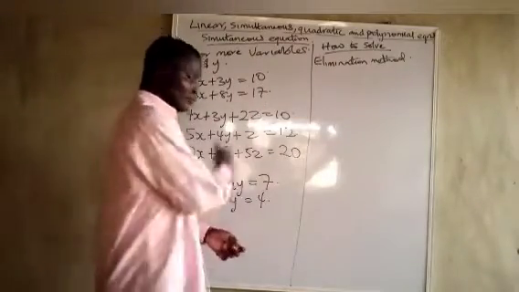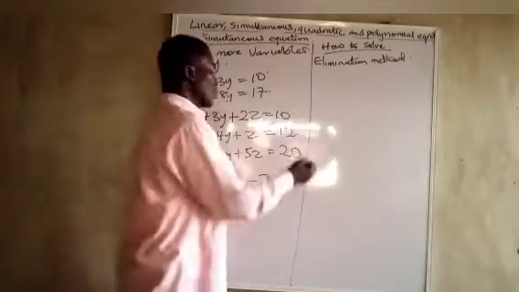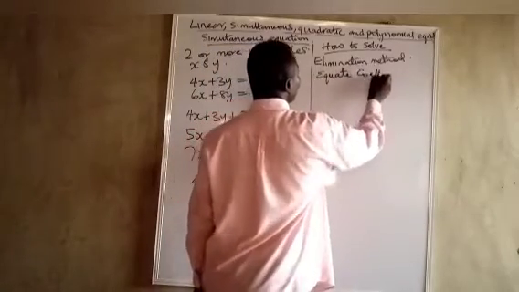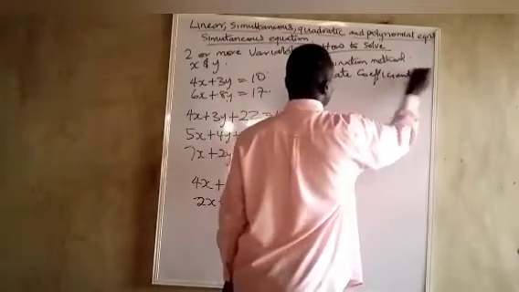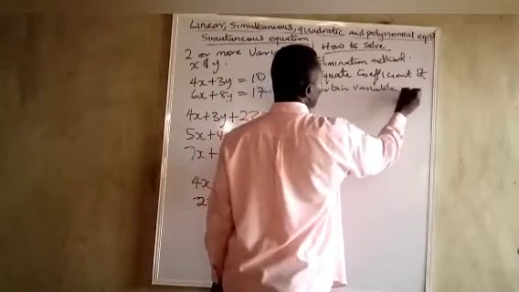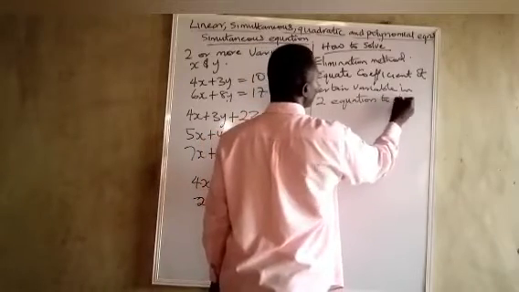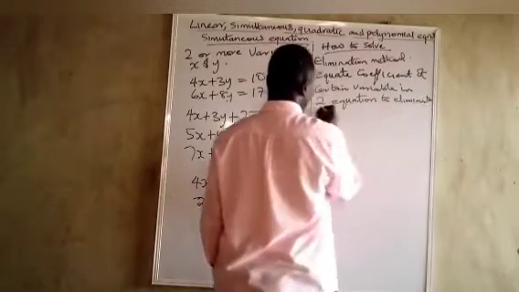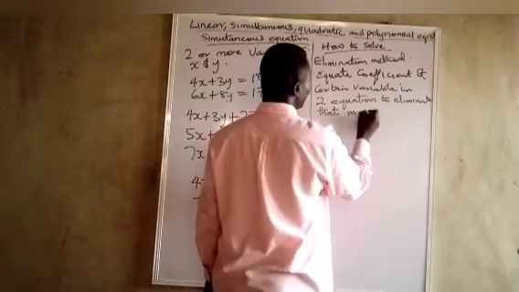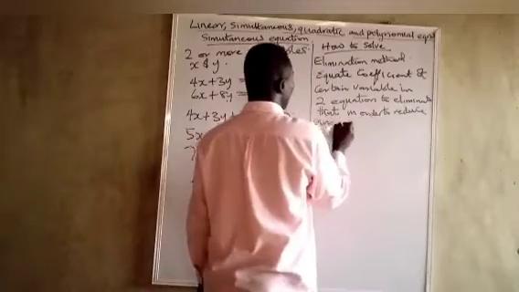the substitution method. In the elimination method, what do we do? We try to equate coefficients of certain variables in two equations to eliminate that variable in order to reduce our unknowns.